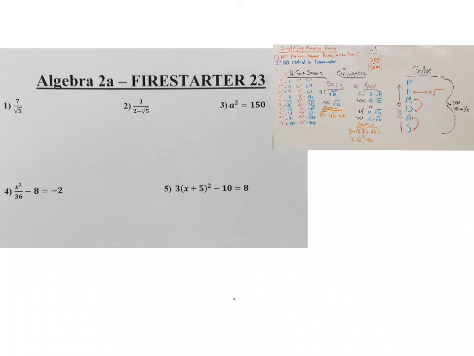So I look at number 1. Remember, we have a fraction. There's a radical on the bottom, so I'm using conjugates.